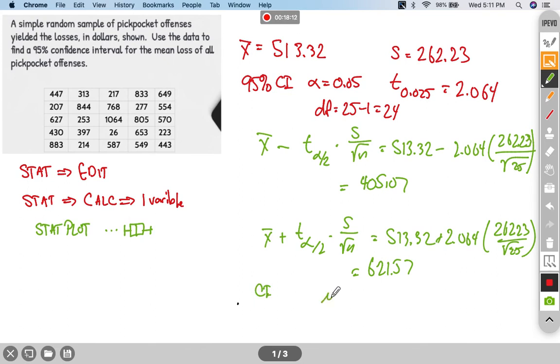So your confidence interval is going to say, we're saying that the population mean is going to be between 405.07 to 621.57. And we are 95% confident that mu is going to be between those two values. That's the process of working with the t distribution. We don't know the population standard deviation. We're working it off of the sample standard deviation.